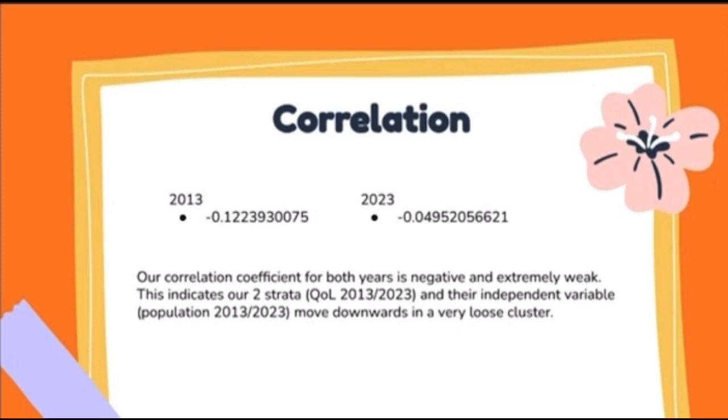As for our correlation, both were negative and very weak. However, 2013 was a little bit higher. Our correlation coefficient for both years is extremely weak, and this indicates our two strata and their independent variable move downwards in a very loose cluster.